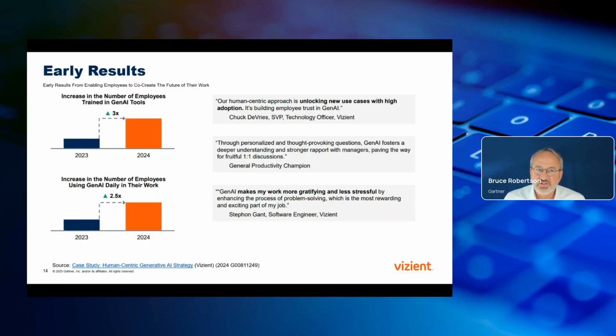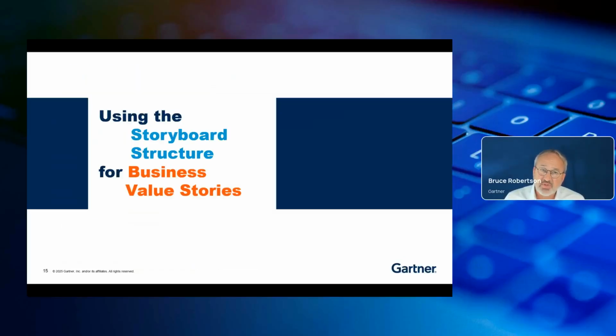Now, overall, the results for this overall rollout campaign of using Gen AI for a whole swath of different segments of their employees are that they're getting an increased number of employees trained in the tools, and also increasing the number of employees who are using it daily. These are some of the things that any campaign to roll out Gen AI would want to be looking at. So that's our quick case study overview, so that you'll at least have that context for the examples I'm going to show. Now let's dig into what are the storyboard structures for our business value stories.